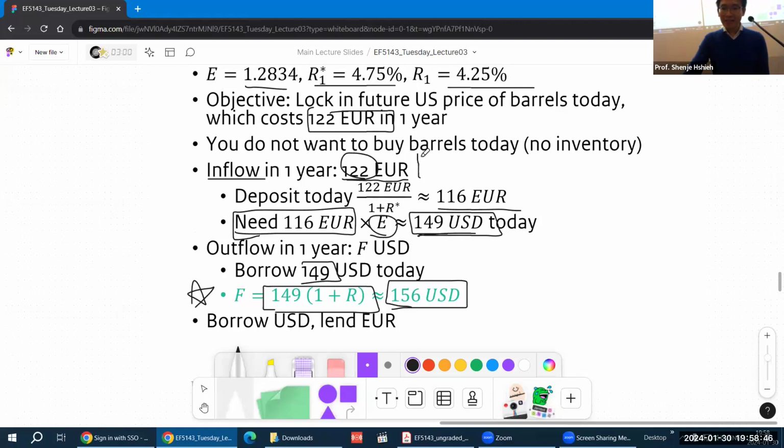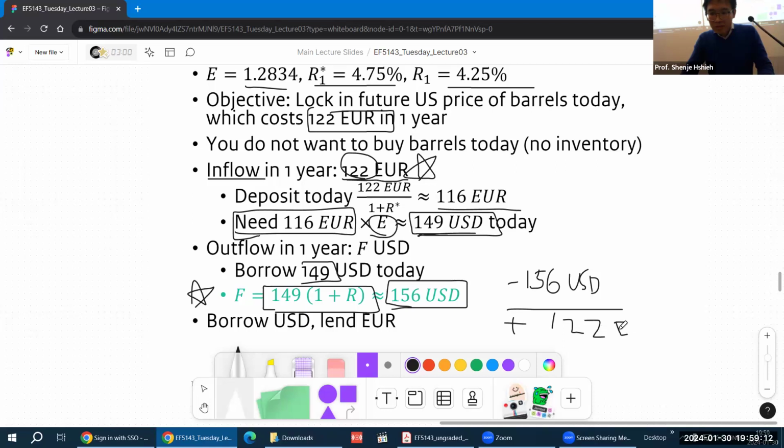This is what I get 1 year from now. So 1.56 USD, that's what I pay, right? And what I get is 116. Sorry, it should be 122 euros in the future, right? So in the future, I'll have an outflow of 1.56 and I'll have an inflow of 122.